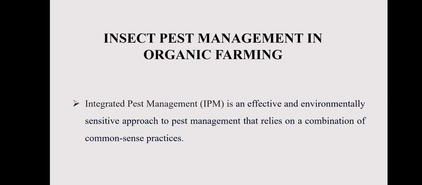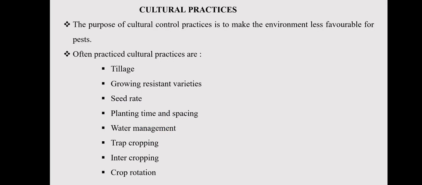Integrated pest management. Integrated pest management means an environmentally and economically safe way of managing pests by combining all common practices. Common practices include cultural practices, mechanical practices, physical practices, and biological practices. First, cultural practices. These are the practices done by farmers naturally to grow the crops.